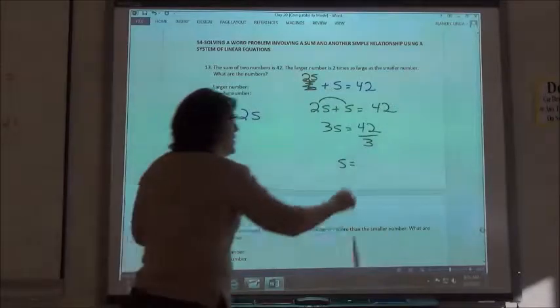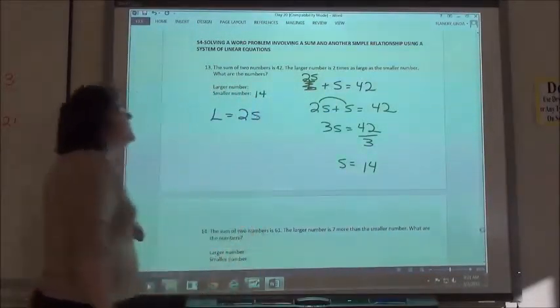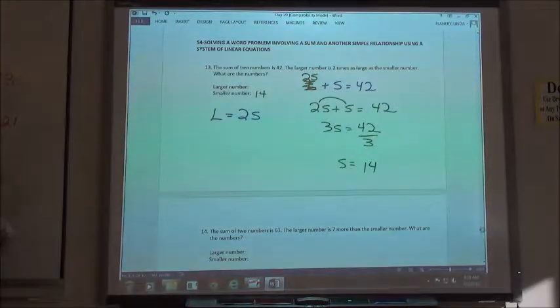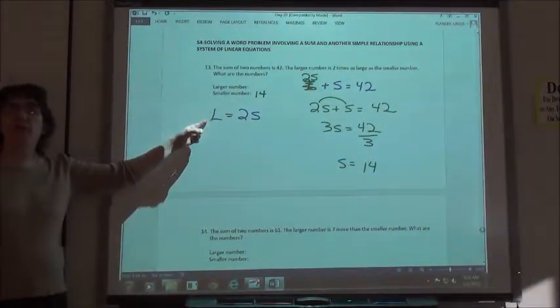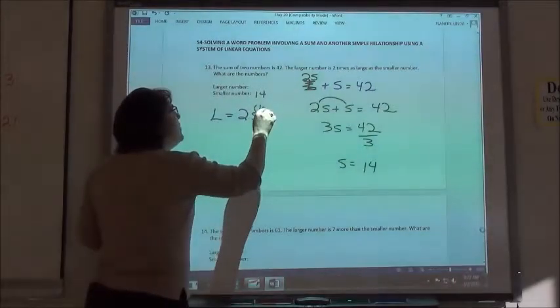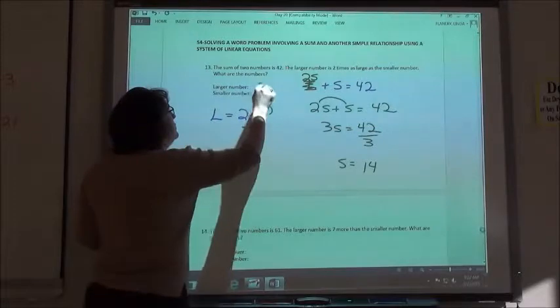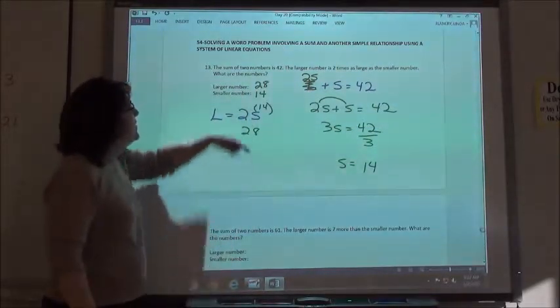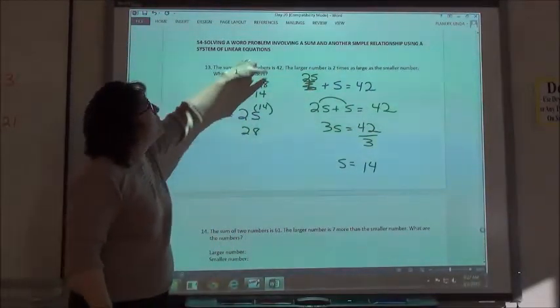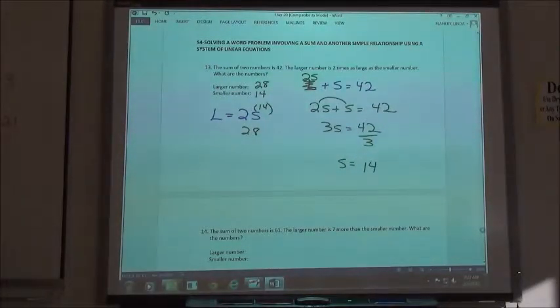14. So my small number is 14. I still need to know what my large number is. I knew my large one was 2 times my small one. So 2 times 14 would give me 28. And then I double check. Is the sum of my two numbers 42? Sure enough, if I add 28 plus 14, it is 42.